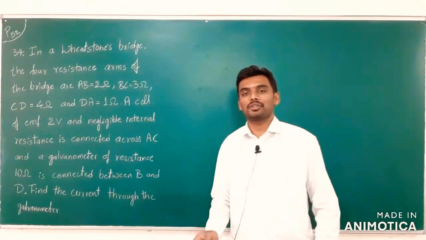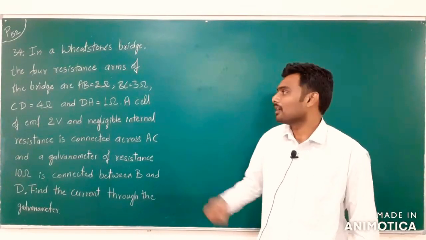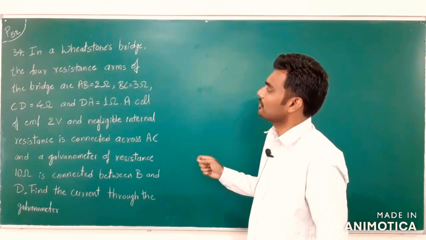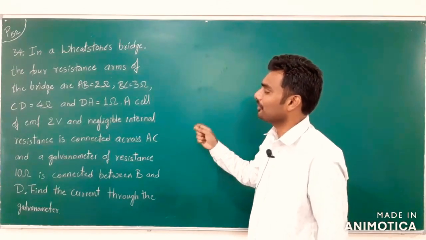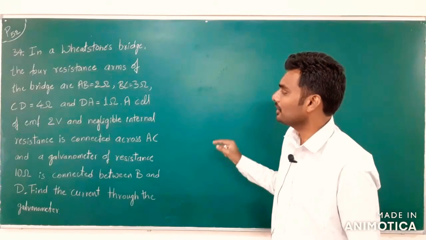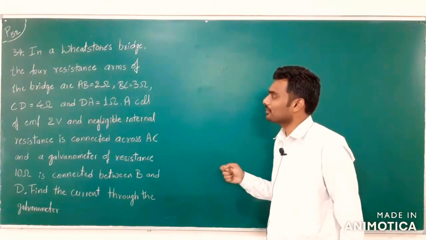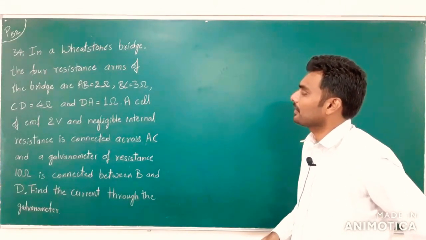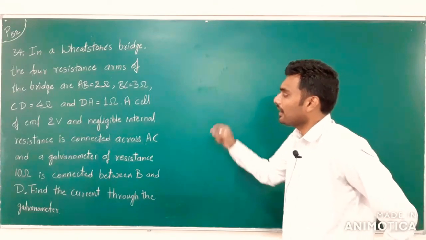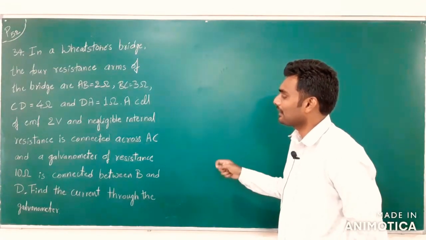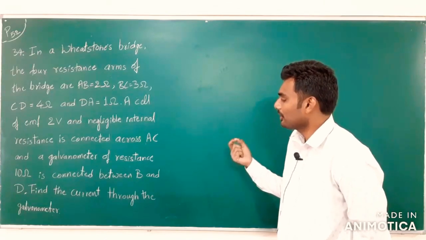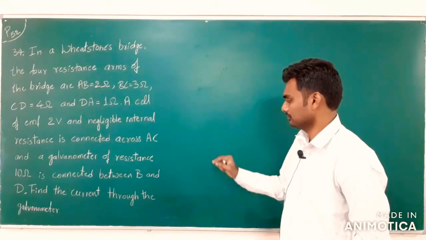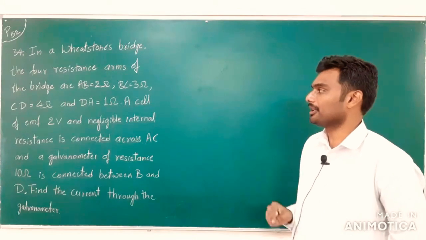Hello students, let us continue our discussion on current electricity, and the 34th problem is as follows. In a Wheatstone's bridge, the four resistance arms of the bridge are AB equal to 2 ohm, BC equal to 3 ohm, CD equal to 4 ohm and DA equal to 1 ohm. A cell of EMF 2 volt and negligible internal resistance is connected across AC, and a galvanometer of resistance 10 ohm is connected between B and D. Find the current through the galvanometer.